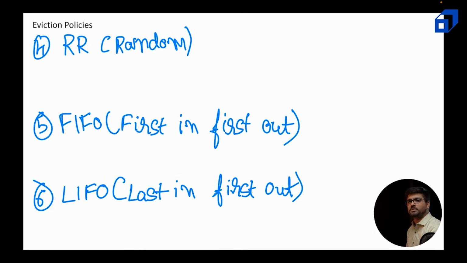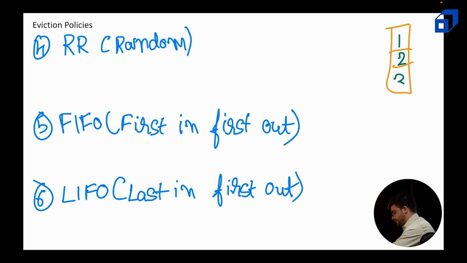Now the simplest one is going to be random replacement. We don't want to make our heads turn crazy. Whatever element is present, just point a finger at it, we are going to get rid of it. As simple as that. Okay, let me just draw the cache over here as well. So as simple as that, we just randomly choose an element from the cache and get rid of it.